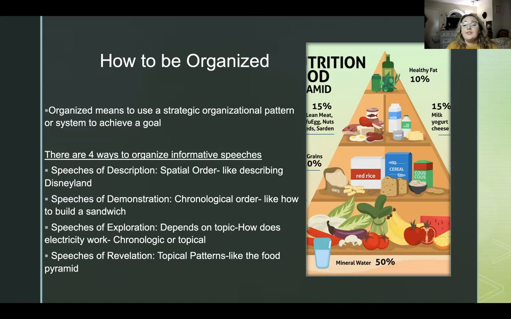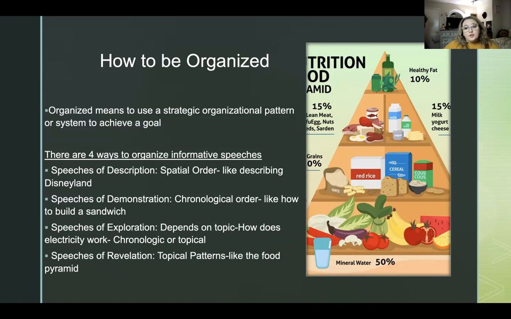Or you could say there's this little part in the light bulb that gets warm and it connects with the glass part of the light bulb and it gets hot. So you could do it either of those ways, but it really depends on your topic. You could also do an exploration speech on Disneyland, and you could do it spatially too. Really just depends.